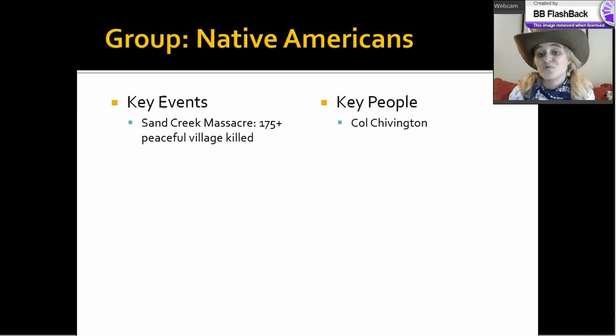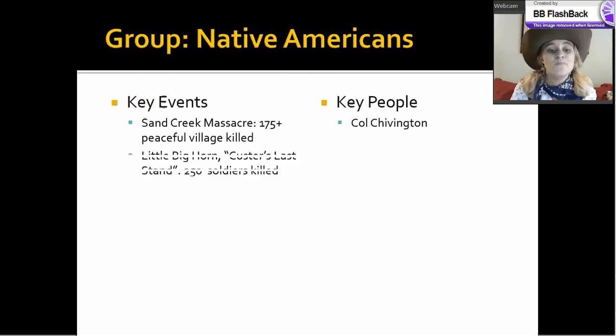It was a peaceful village. It happened while many were asleep. Men, women, children, babies, all killed. It was a really terrible event, which, as you can imagine, led to a lot of uprisings between some of the other Native American groups who really wanted revenge for this. And remember, it all happened in the name of gold.